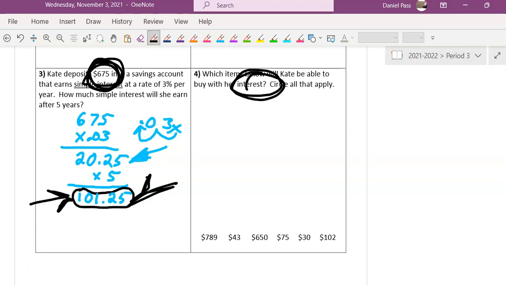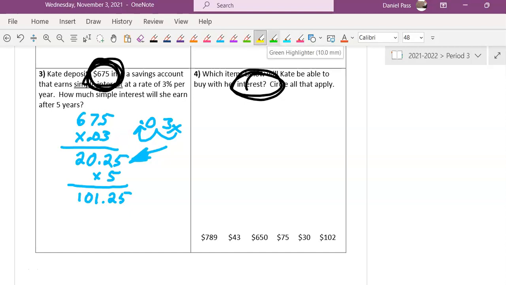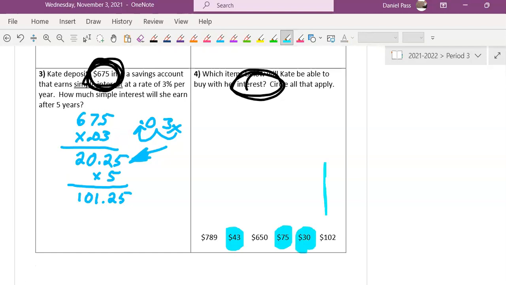Is this her interest? Do we think? Yeah, that is the interest. Okay, go ahead. I circled $43, $75, and $30. Okay, pick a color. We've got highlighter. We've got yellow, green, blue, and purple. Blue. All right. Go ahead. Which ones? $43, $75, and $30. Okay. Yeah, so 102, she can almost buy that, but she can't quite yet.